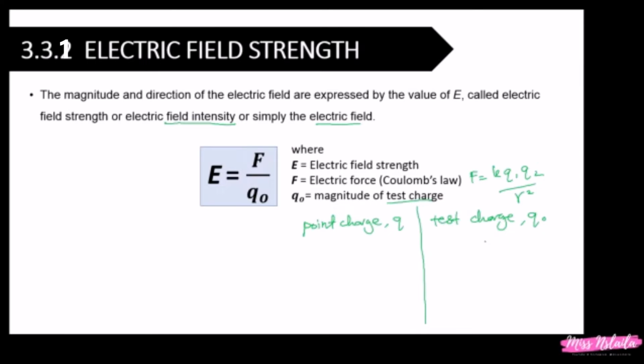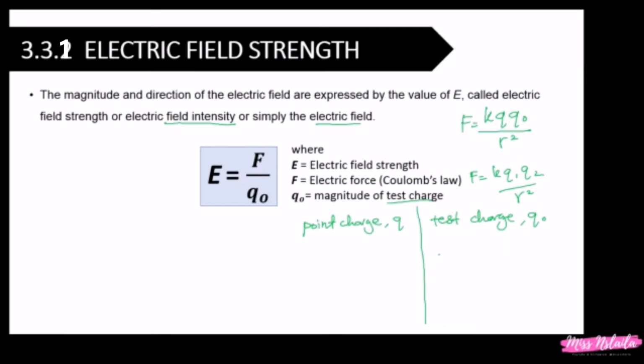Meanwhile, test charge is the charge that we insert or put in the area of the electric field produced by the point charge, to test its electric field strength, its electric force and the others. You can also compare it with the force equation. For the force equation, we use K, Q1, Q2 over R square. We can also use F equal to K, Q, Q naught over R square. So charge Q1 can be the point charge, and charge Q2 can be the test charge.